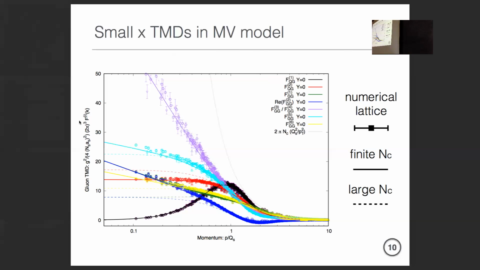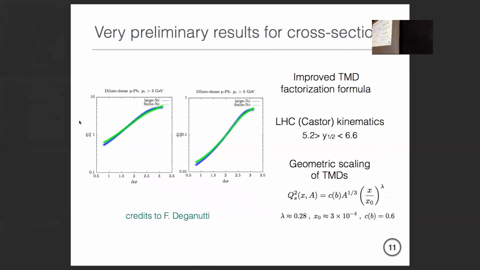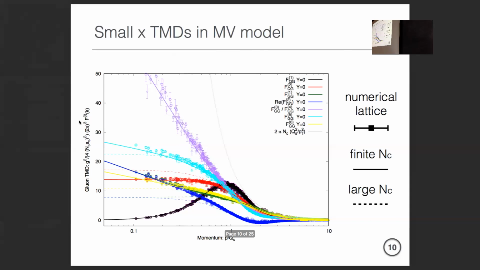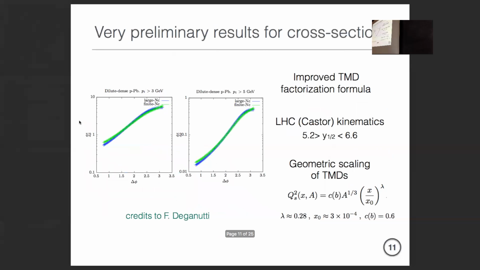At the level of theory, now you can see if this makes any implication when you put this into the cross-section calculation. I should say this is very preliminary. This is using the TMD factorization formula in the kinematics of the LHC CASTOR experiments. I didn't do RCPK or anything, I just used the geometric scaling ansatz to evaluate the saturation scale, and they just use this one parameterization of the TMD to calculate the cross-section.